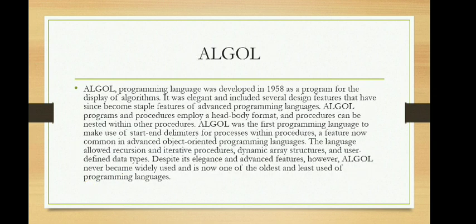Next is Algol. The Algol programming language was developed in 1958 as a program for the display of algorithms. It was elegant and included several design features that have since become staple features of advanced programming languages. Algol programs and procedures employ a head-body format, and procedures can be nested within other procedures. Algol was the first programming language to make use of start and end delimiters for processes within procedures, a feature now common in advanced object-oriented programming languages.